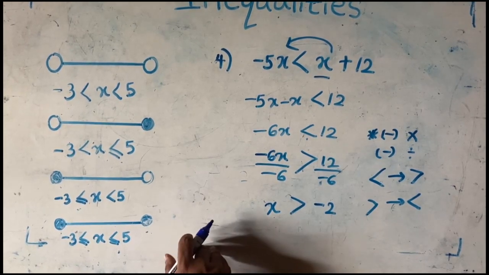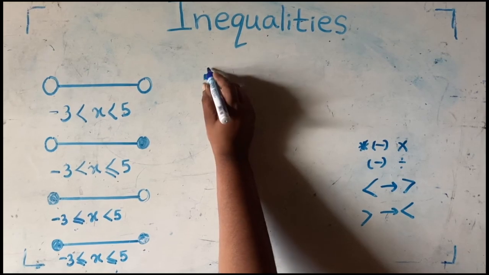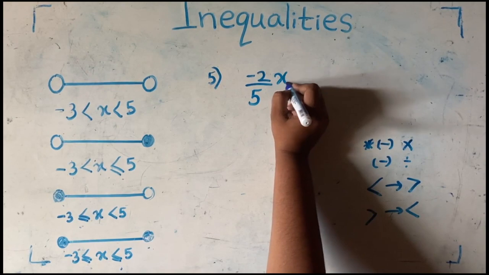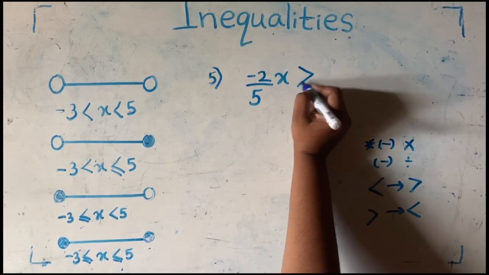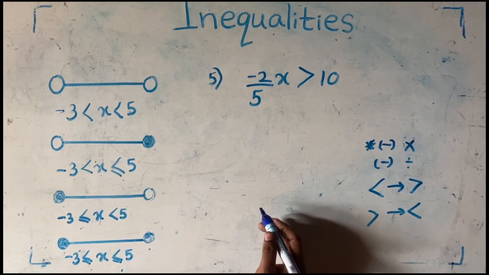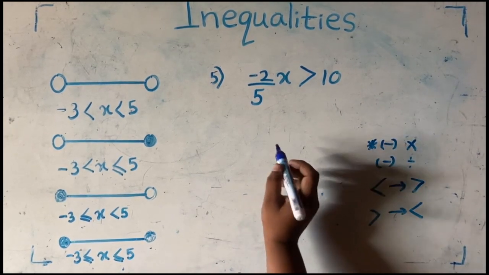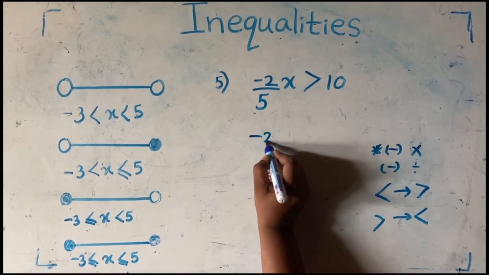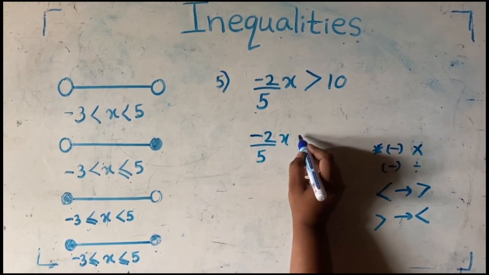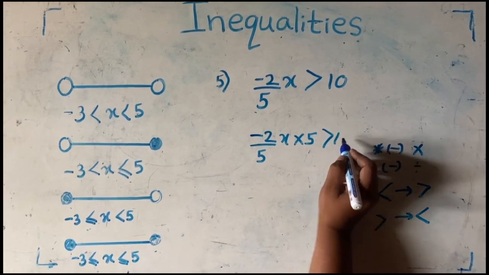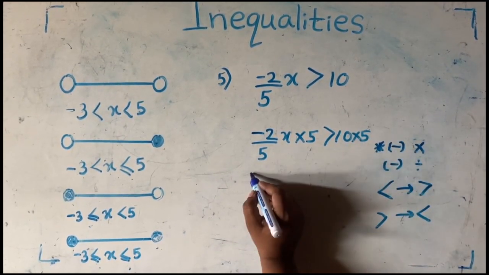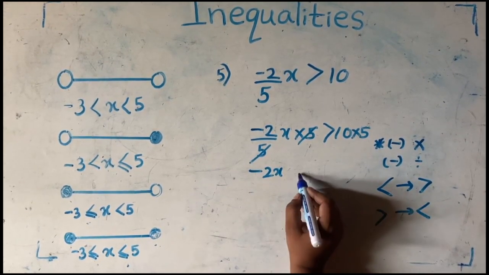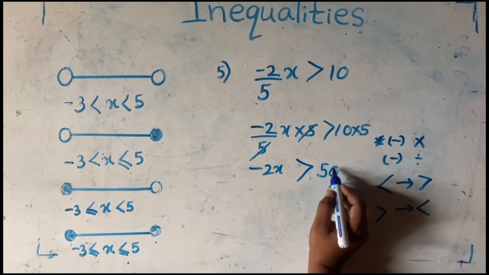We will see another one. Now see, there's a question like this way. When you get such a question, first of all you want to remove this 5. For removing this 5, I will divide both sides by 5. Then this 5 is cut off. Only negative 2x is remaining on this side. Here we will get 50.